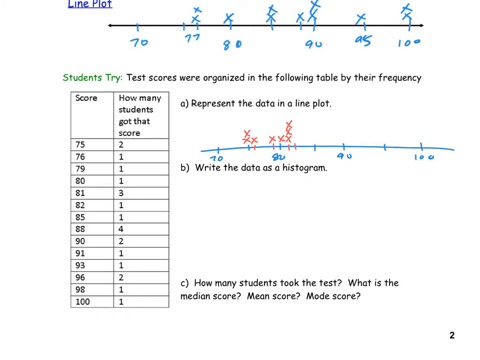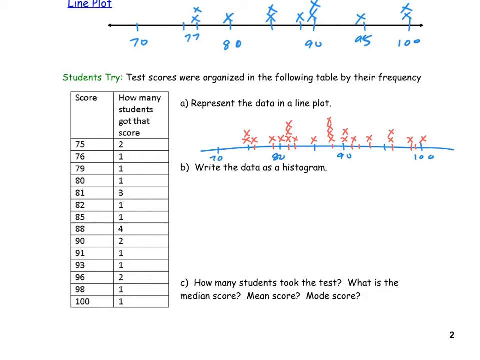82 happens once, 85 happens once, 88 happens 1, 2, 3, 4 times. 90 happens twice, 91 once, 93 happens once, 96 happens twice, 98 happens once, and 100 happens once. So there's my line plot.